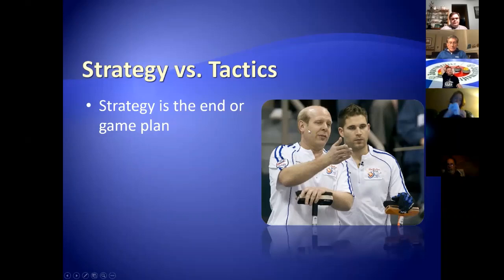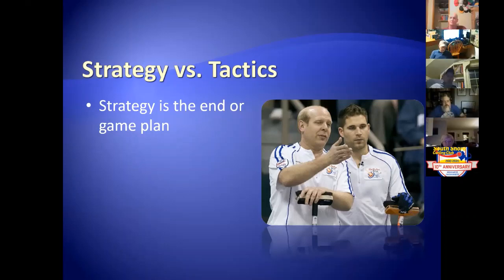Jason? Hey, Jason, welcome. I was thinking strategy is long-term and tactics is more short-term. Well, we can have different types of strategy. We can have strategy for a season or a bonspiel or one game or one end or even one shot, right? So we can have strategies of different timelines, but the strategy is the objective and the tactic is how you're going to achieve that objective.